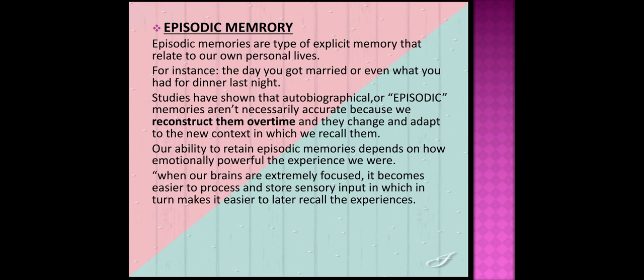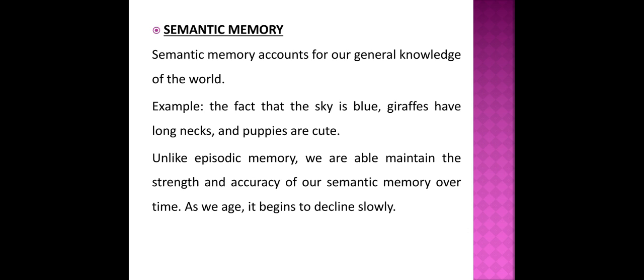When our brains are extremely focused, it becomes easier to process and store sensory input, which in turn makes it easier to later recall the experiences. Semantic memory. Semantic memory accounts for our general knowledge of the world. Example, the fact that the sky is blue, giraffes have long necks, and puppies are cute. Unlike episodic memory, we are able to maintain the strength and accuracy of our semantic memory over time. As we age, it begins to decline slowly.